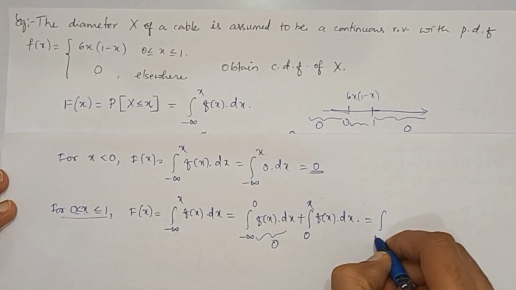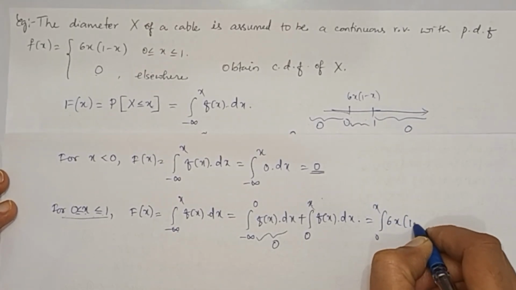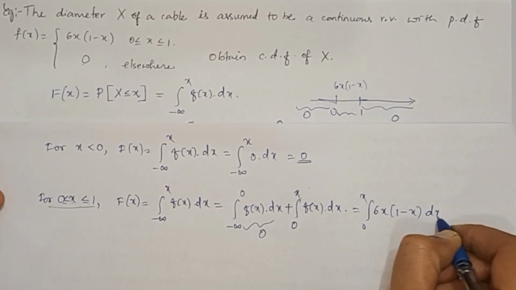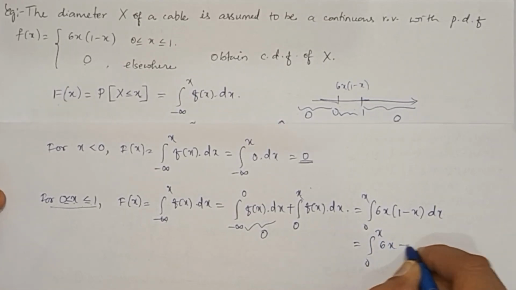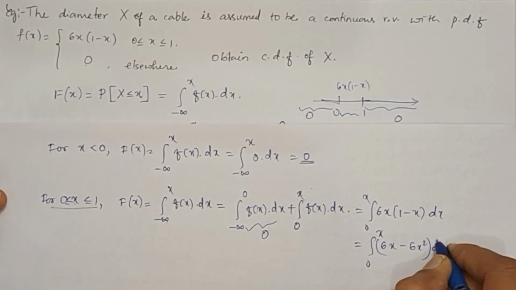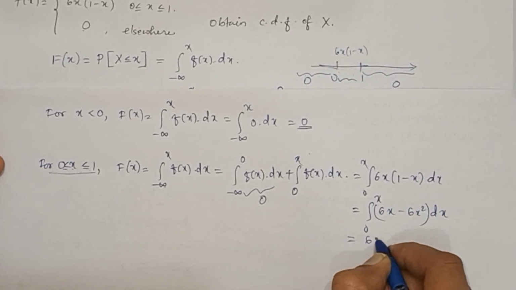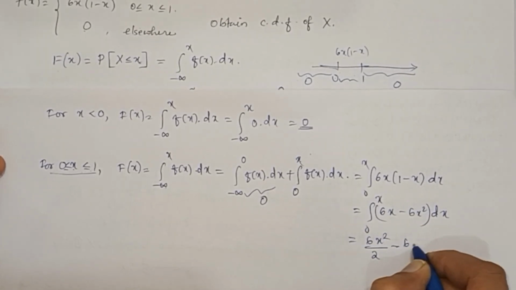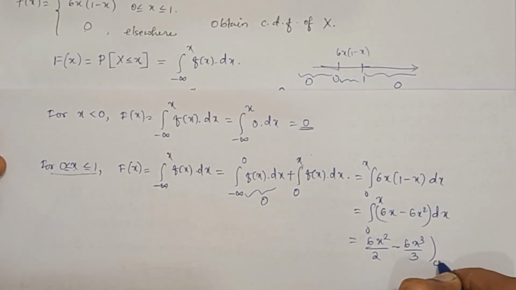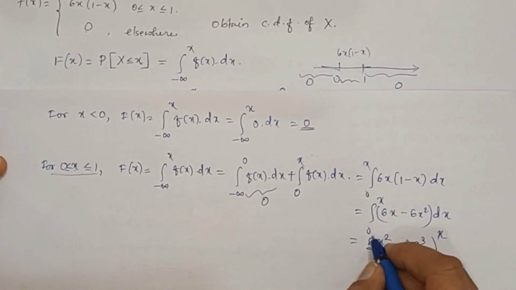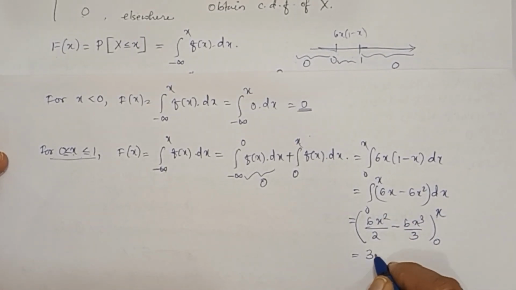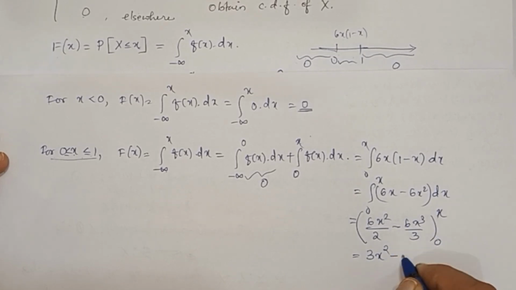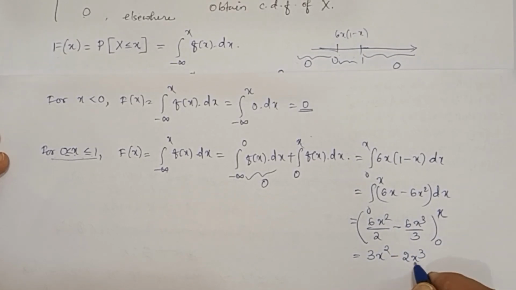Now from 0 to x, f of x is 6x into 1 minus x into dx, which is the integral from 0 to x of 6x minus 6x square into dx. That gives you 6 into x square by 2 minus 6 into x cube by 3, from 0 to x. So that is equal to 3x square minus 2x cube.